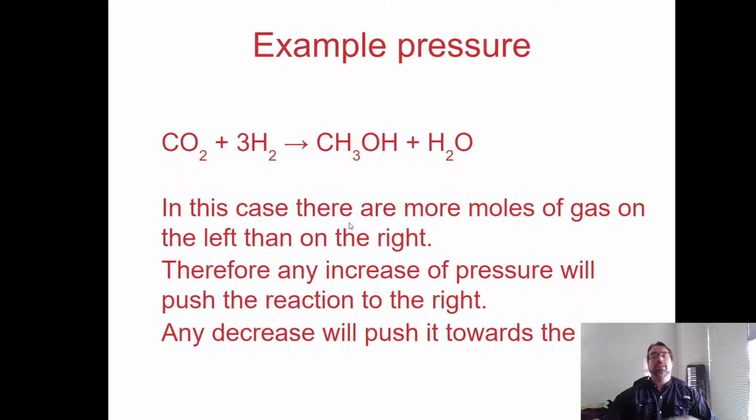If we were to increase the pressure of this jar, because there's more gas on the left, we're going to push the reaction to make more products over here. So if we increase the pressure, we end up making more of the products on the right because there are fewer moles of gas. Likewise, if we decrease the pressure, we're going to increase the amount of reactants that we have. Okay?